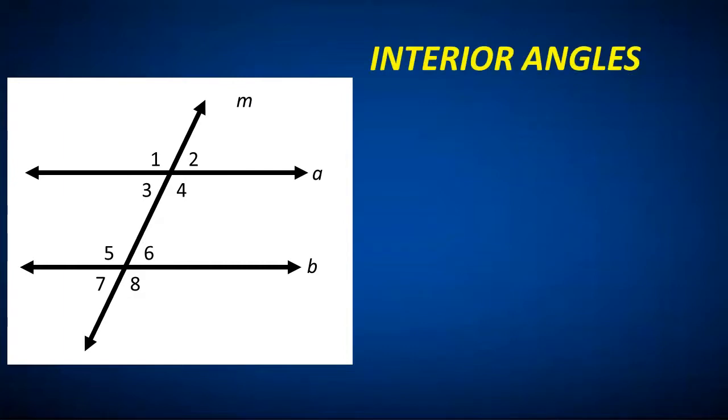Let's start with interior angles. Sabi natin kanina, interior nasa loob ng dalawang parallel lines. So, nasa loob, what are the interior angles there? So, meron tayong angle 3, angle 4, angle 5, and angle 6.